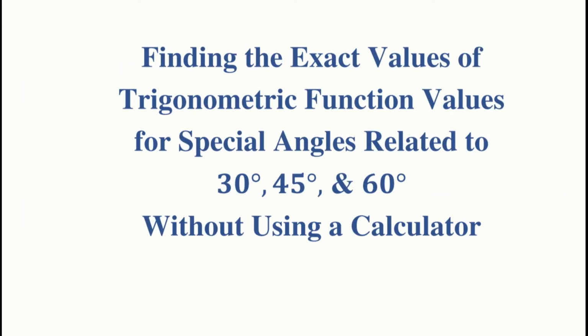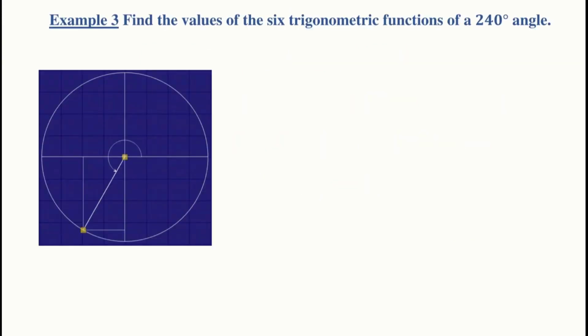So now we're going to practice finding the exact values of the trigonometric function values for special angles related to those three angles, without using a calculator. All right, so for this problem, we're going to find the values of the 6 trigonometric functions of a 240 degree angle. So the first thing we'll do, I've done this here using technology to make it look nice, but you can easily do this by hand. You just go ahead and draw.